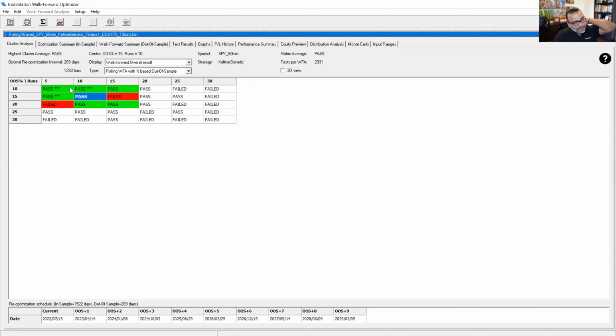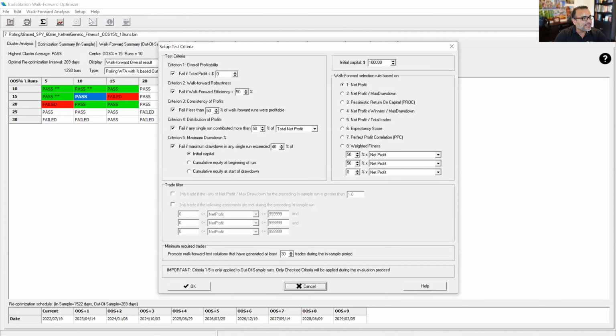You can see that some of the passing grades have a double asterisk right next to it. That means that it's passing with distinction. I'm not sure if that's part here of the test criteria. Let's see.